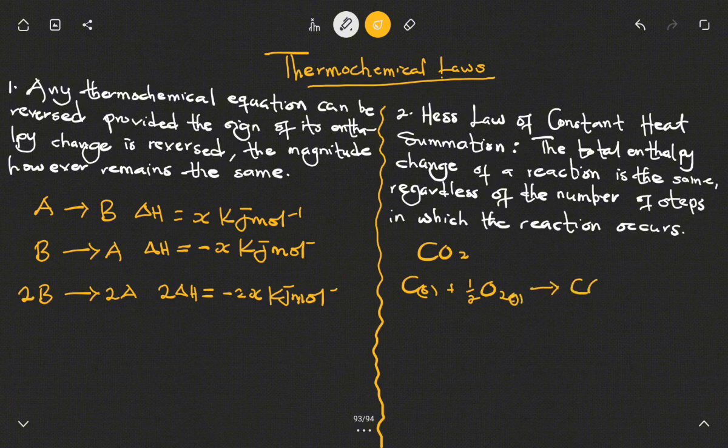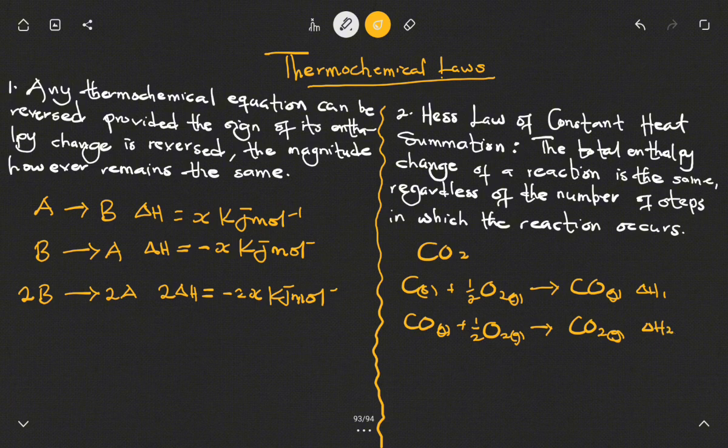carbon monoxide, CO, and let's say the enthalpy change here is delta H1. And if we take this carbon monoxide and again with 1/2 mole of oxygen gas, we are going to have carbon dioxide gas, CO2. Now let's say the enthalpy change here is delta H2.